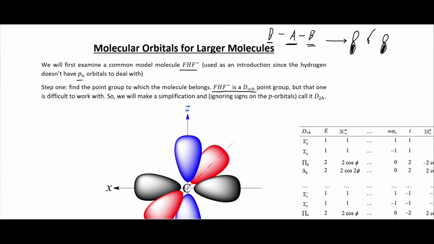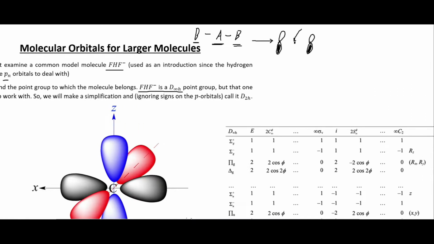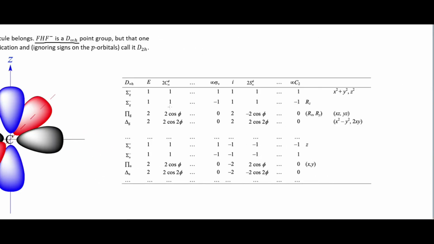This is a D∞h point group, but that's difficult to work with. So I have the character table for that right here. We can see that it's a bit complicated. We have all these infinite continuations going on here. We have all these cosines in here, and then you're probably looking at these term symbols here, and I haven't talked about those yet. I'll talk about those in a future video, but like I said, this just makes it confusing.